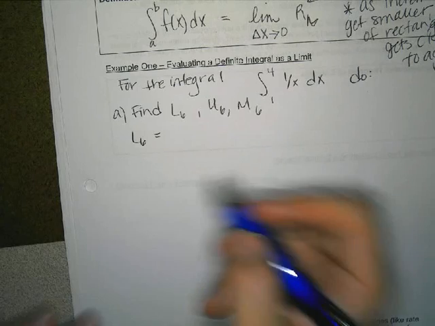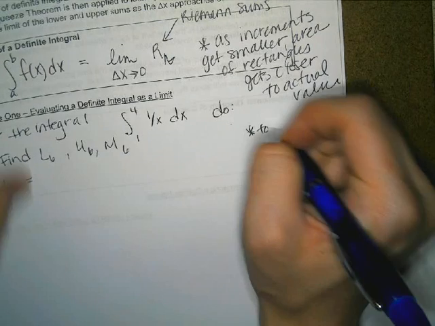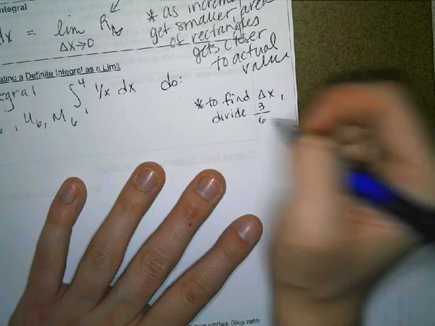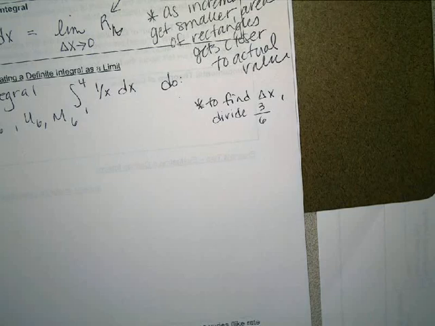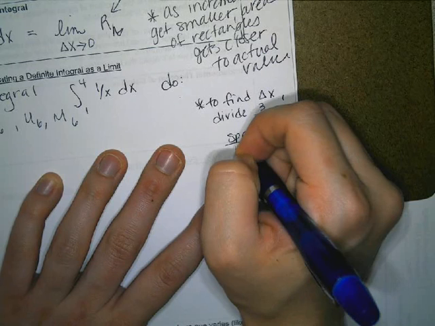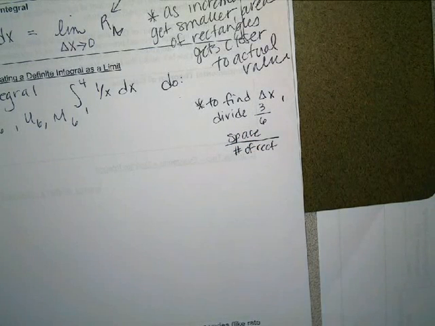Because you take 3, and maybe you want to do this off on the side here, to find change in x, you're going to divide 3 by 6 in this case. Or the amount of space, or units, divided by the number of rectangles that they want. So if I wanted L sub 12, then I would divide 3 by 12, and each width would be 0.25. So it just depends on how many rectangles they want. Okay, so my change in x is going to be 0.5.